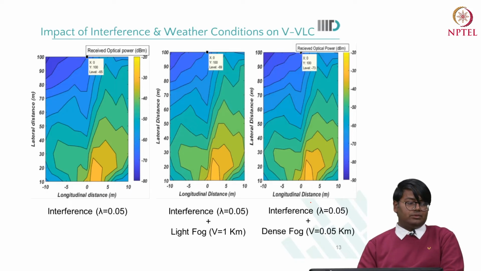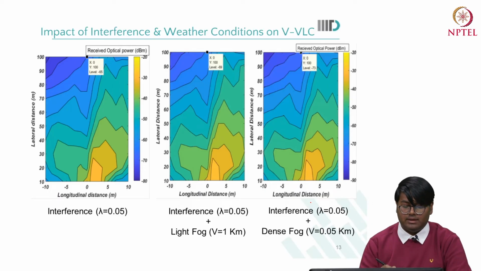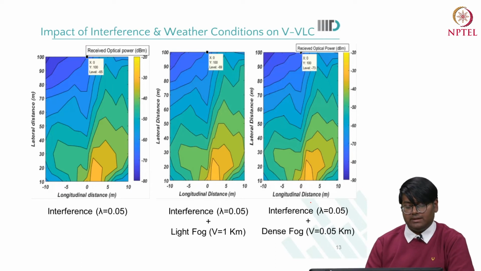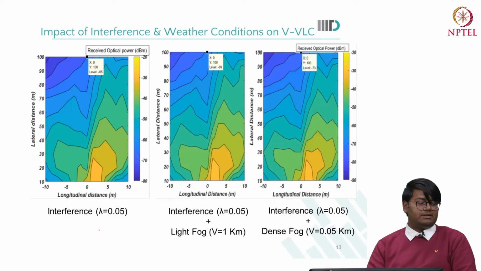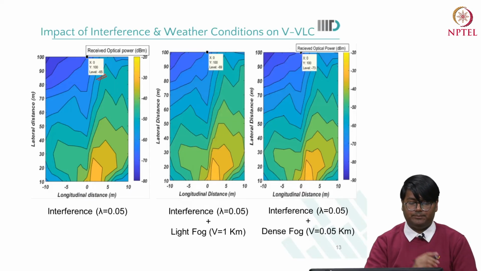Now these figures show the modified headlamp optical radiation power under the influence of interference as well as weather conditions. We see that at a distance of 100 meters, when we consider only the impact of interference, the average optical received power at a distance of 100 meters from a transmitter is minus 65 dBm.